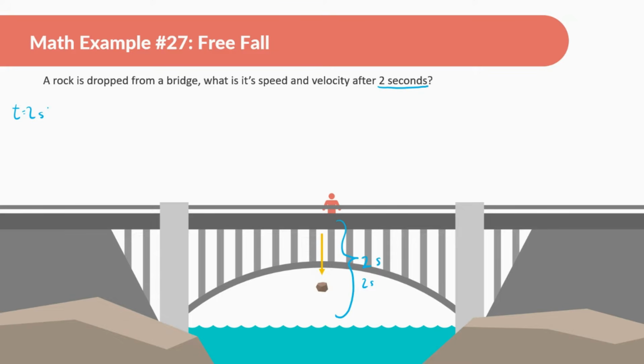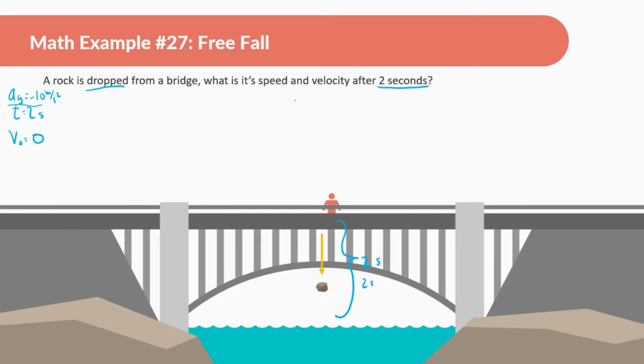And then you might be thinking, okay, what else do we know? Oh, a rock is dropped. Dropped means the initial velocity is equal to 0. What else do we know? The acceleration of gravity is equal to negative 10 meters per second squared. I always start out with that when it comes to free fall problems, because that's always going to be the case. Whenever we're doing free fall problems, the acceleration is negative 10 as long as we're on Earth.